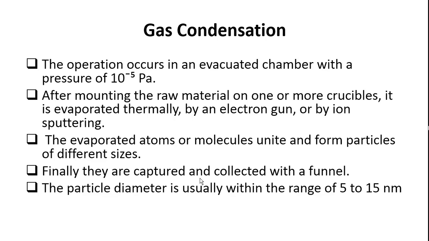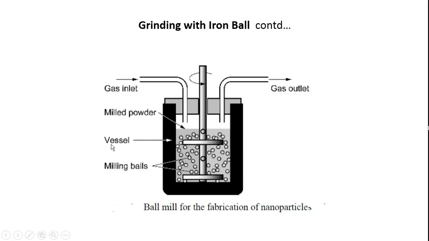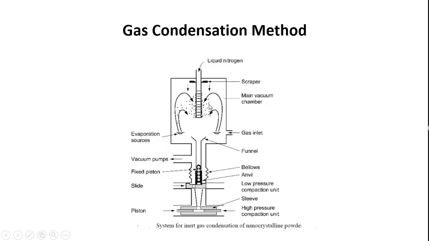So after mounting the raw material on one or more crucibles, it is evaporated thermally by an electron gun or by ion sputtering. So what happens is this particular material will be getting evaporated into fumes or plumes in the form of vapor, that is, material vapor will be available here. Okay, it is shown like this.